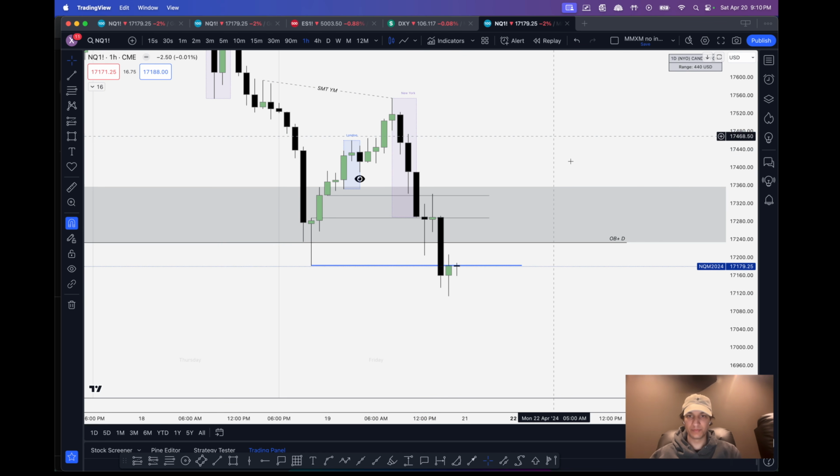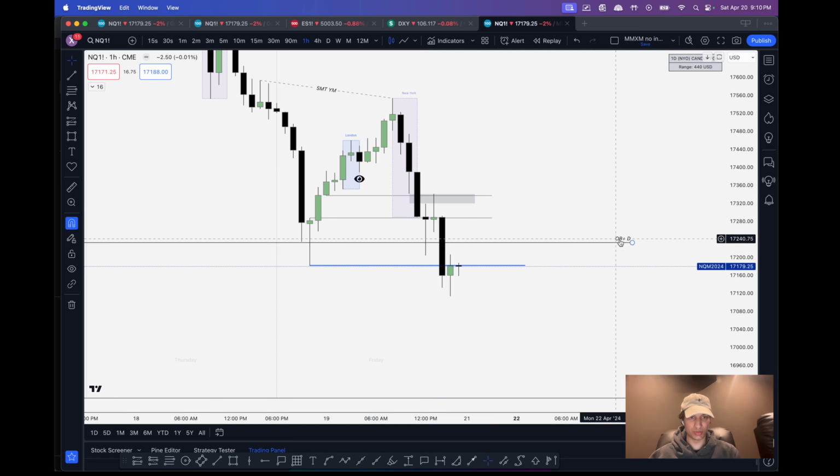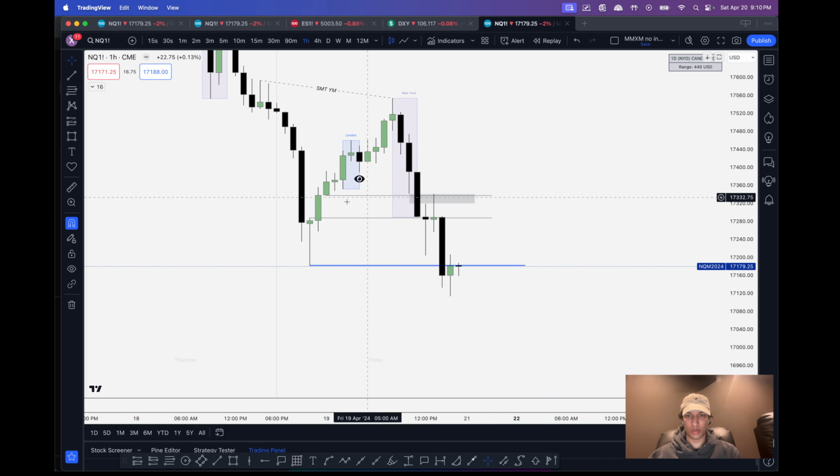Moving into the PM session, you can see we have a very nice overlapping set of PD arrays. We have this hourly SIBI. I'm going to get rid of this daily fair value gap as well, just so we can clean up our charts a bit. This hourly SIBI overlaps this inversion fair value gap. So we know we have PD arrays that are going to support price lower.